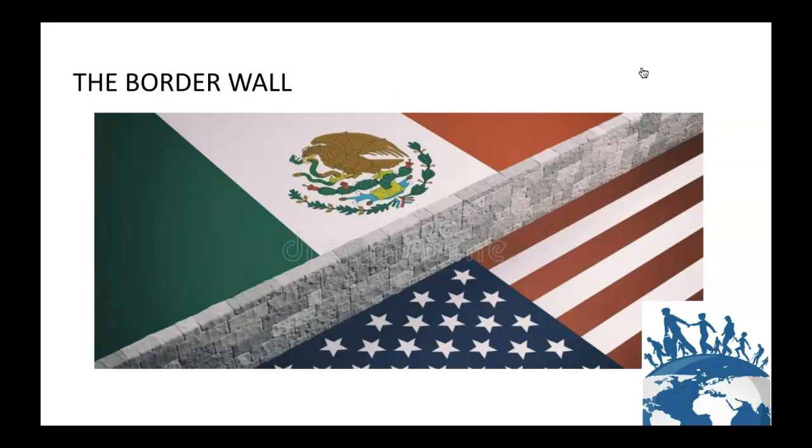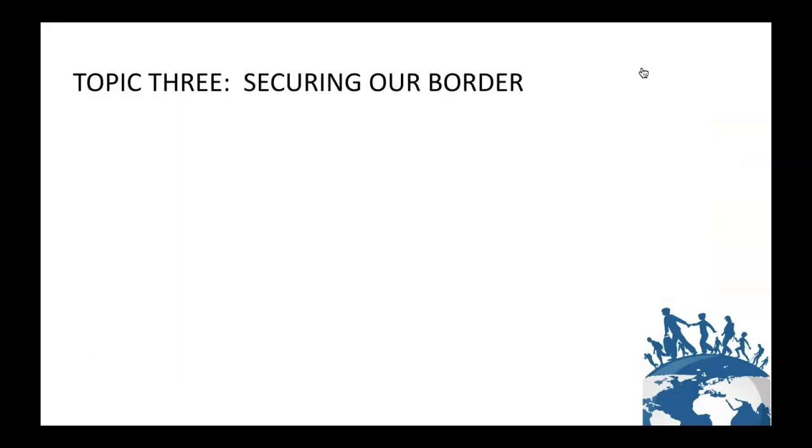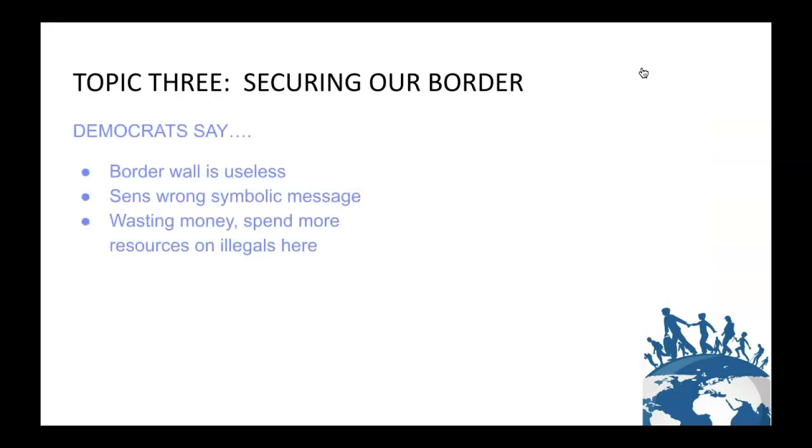Let's talk about the infamous topic, the wall. The border wall between the United States and Mexico. What do both sides believe when it comes to securing our border and building a tangible fence?